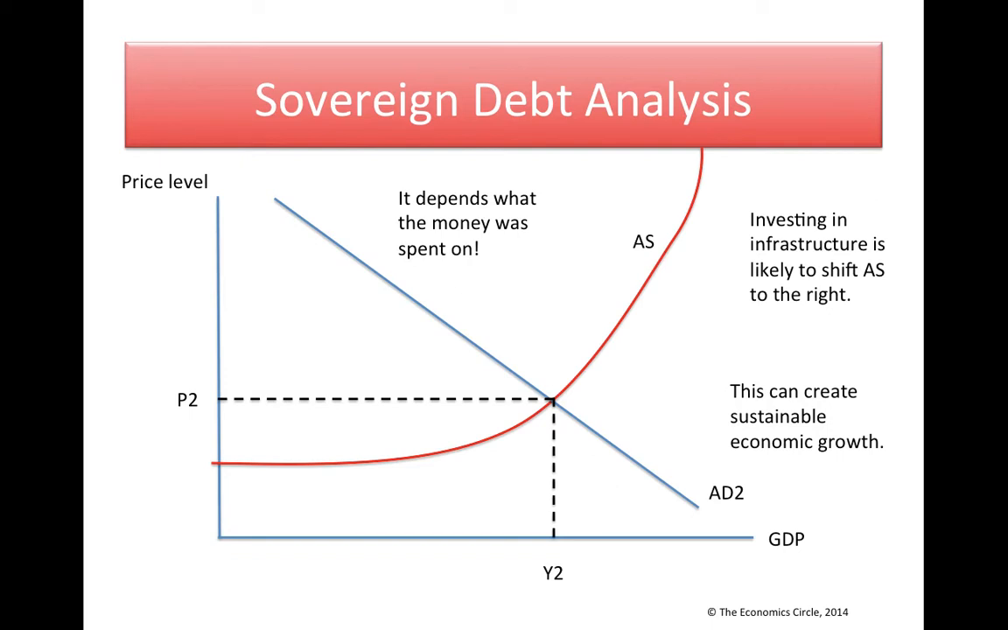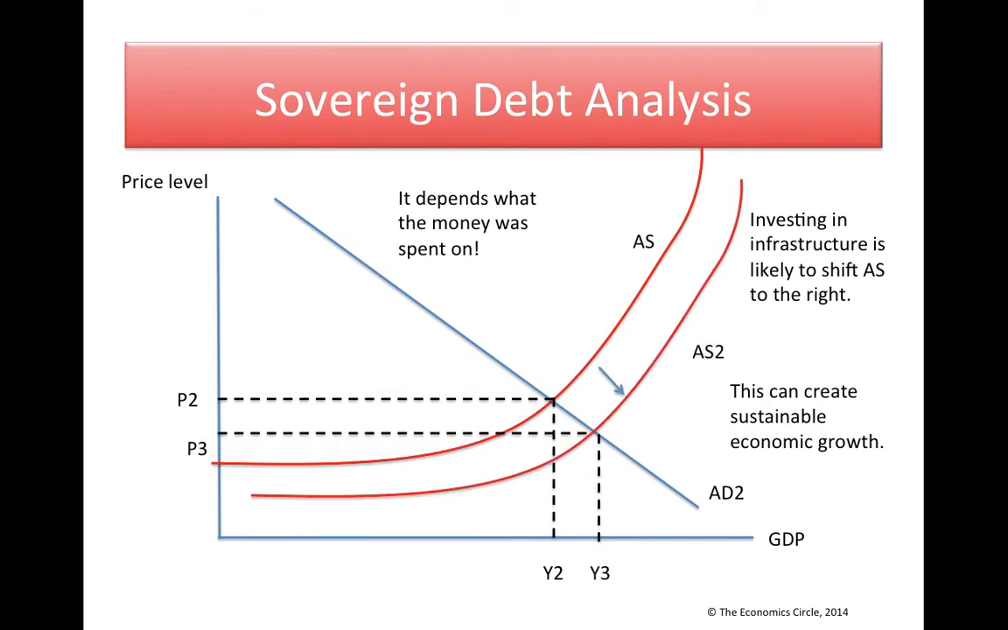Now, if you're going to be investing in the infrastructure, what we call supply side economics policies, then that's likely to cause AS to shift to the right. Now, this causes prices to fall and creates economic growth from Y2 to Y3.